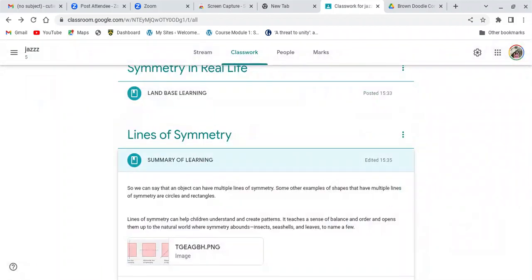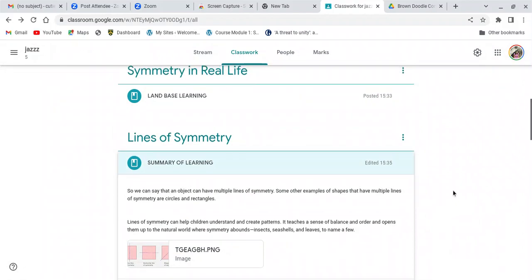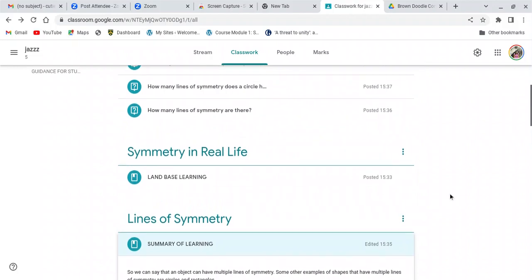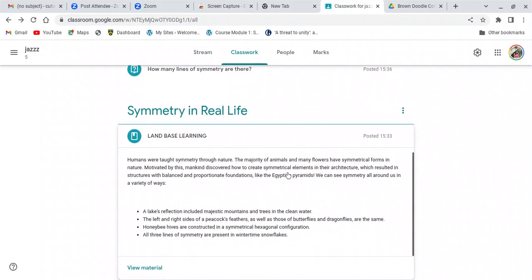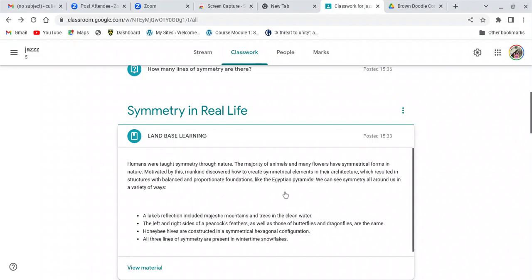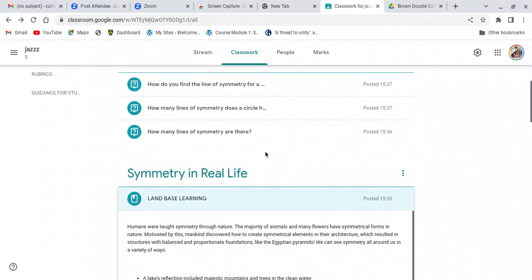So we can say that an object can have multiple lines of symmetry. Some other examples of shapes that have multiple lines of symmetry are circles and rectangles. Lines of symmetry can help children understand and create patterns. It teaches a sense of balance and order and opens them up to a natural world where symmetry abounds: insects, seashells, and leaves, to name a few. Then I again provide the same example I provided in the figure, so they can relate it to real life, which has already been explained to you.